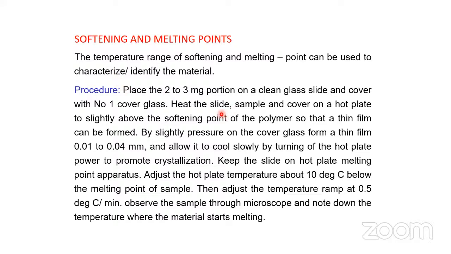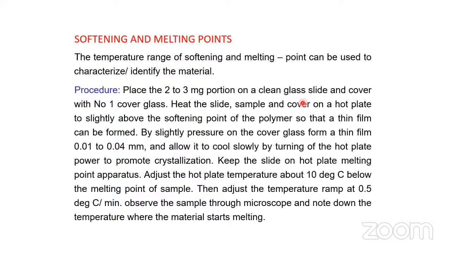So what is the procedure to identify the softening and melting points of the polymer? Generally we place a 2 to 3 milligram portion on a clean glass slide and cover it with a number one cover glass, then heat the slide on a hot plate to slightly above the softening point of the polymer so that a thin film can be formed. By slight pressure on the cover glass, form a thin film. If you place a polymeric sample between two glass plates and heat it, it will soften and form a film.